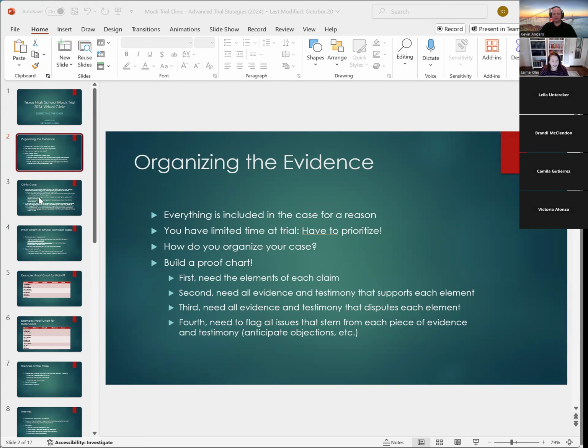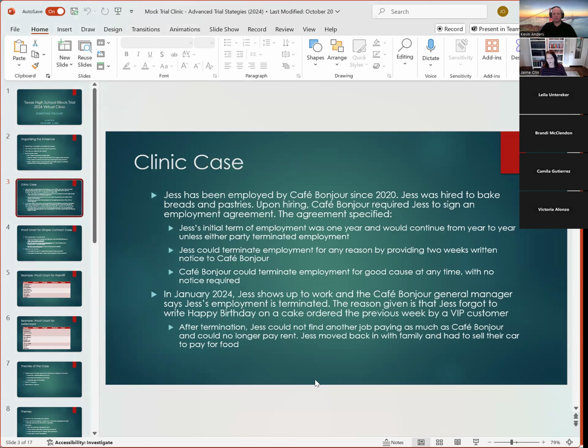So let's move ahead. Here's the case that we're going to be working with today, and this is very bare bones. There's going to be a lot of stuff missing, necessarily, because this is just for the clinic. But generally, we're going to be talking about an employment dispute. Our plaintiff, Jess, has been employed by Cafe Bonjour since 2020, and she was hired to bake breads and pastries.